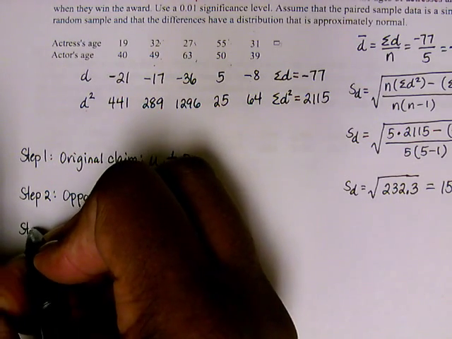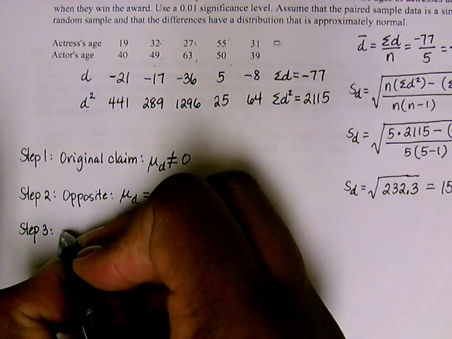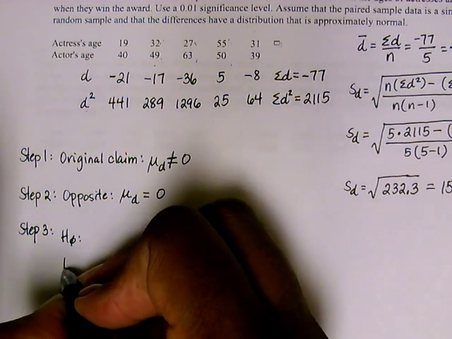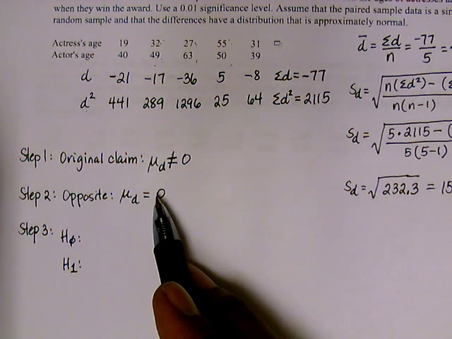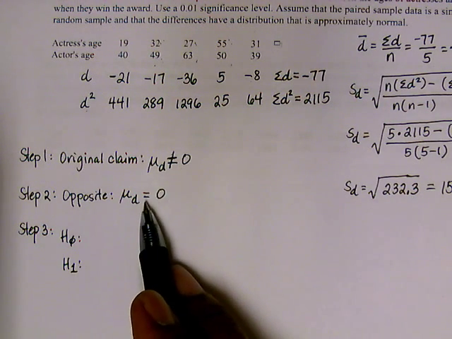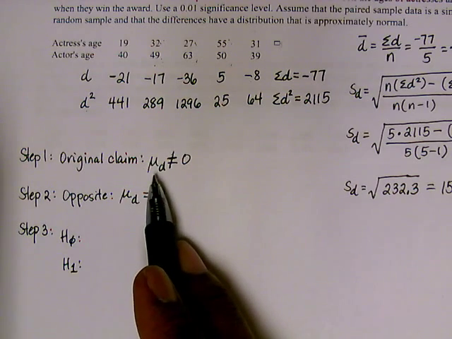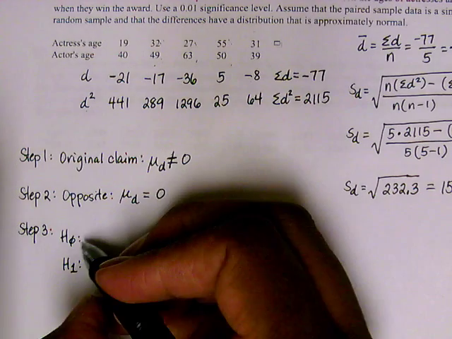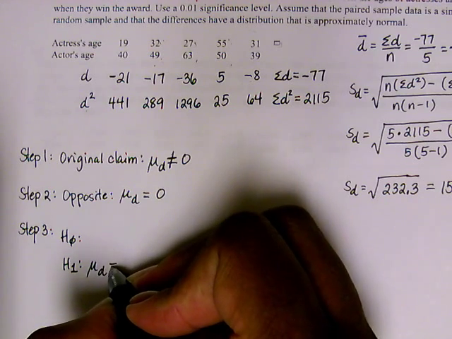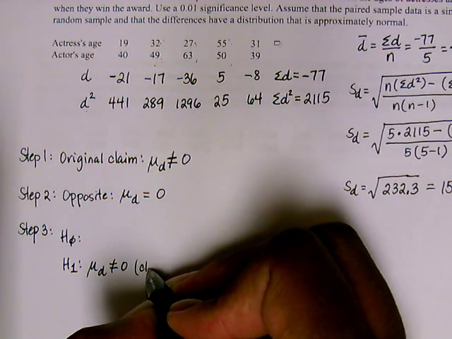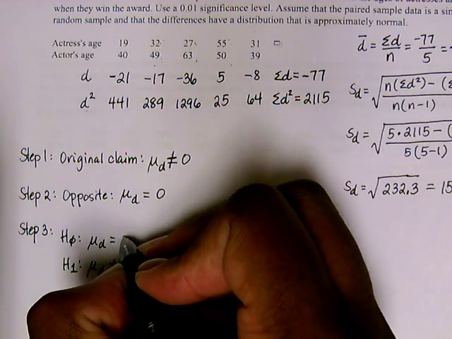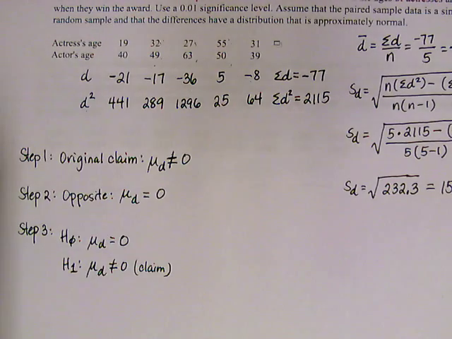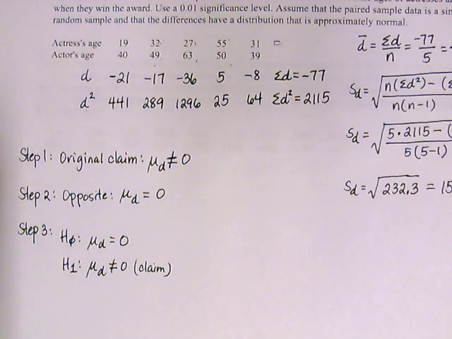And from steps 1 and 2, step number 3, we can write our null and alternative hypothesis. The one that does not have equality will be the alternative hypothesis, and that will be this one right here. Mu sub d is not equal to 0. And that will be the claim. And of course mu sub d equals 0, because the null always has equality in it. It always has the equal sign.